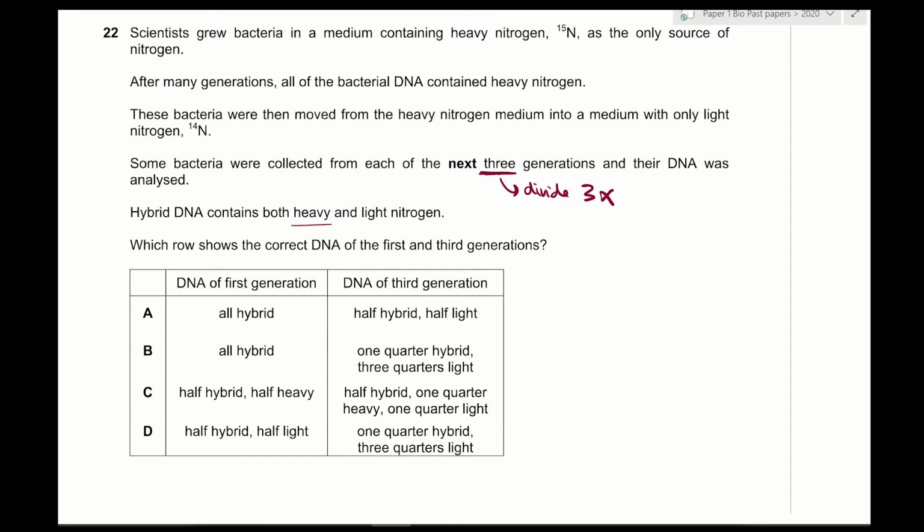Hybrid DNA contains both heavy and light nitrogen. Which shows the correct DNA of the first and third generations? So here we want to see the first division and the third division. Now, how do we do this? Ideally, the values must be memorized just to make it easier for the students, but I'm going to explain why we have these values. Now, let's start with N15 and N15.